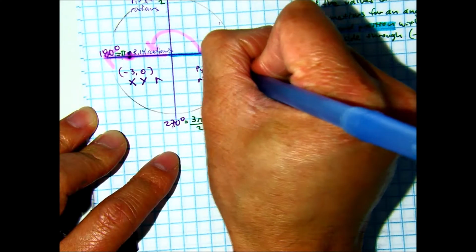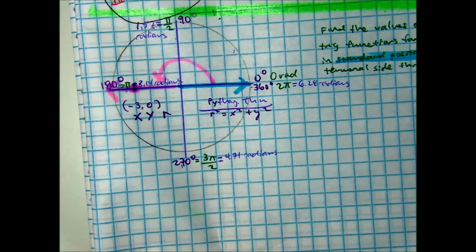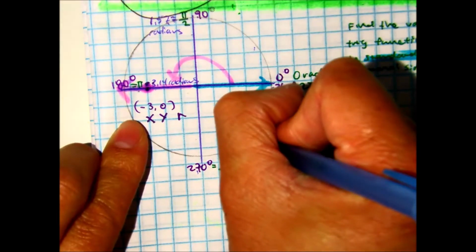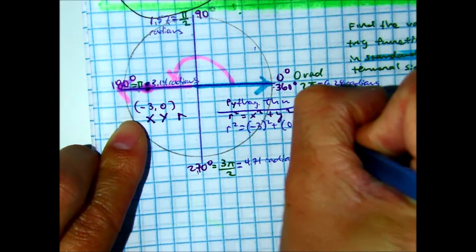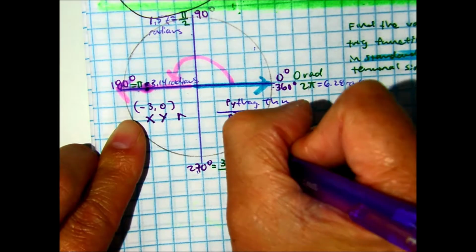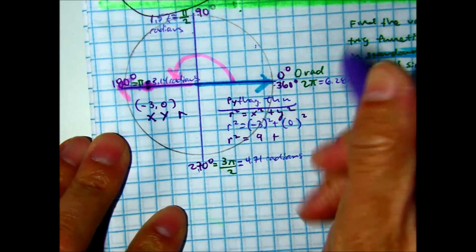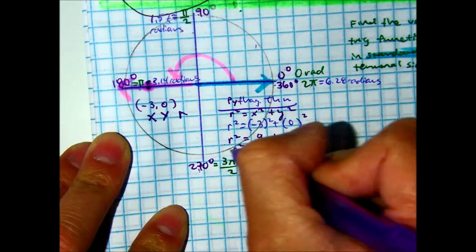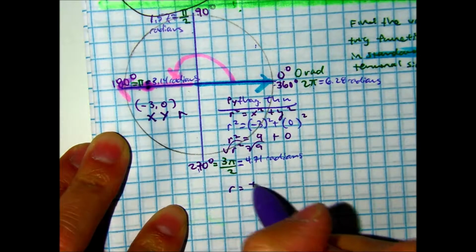Our Pythagorean theorem we learned before with x's, y's, and r's is r squared equals x squared plus y squared. So if I substitute in those values, r squared equals -3 squared plus 0 squared. R squared equals what? 9 plus 0 squared is just 0. So r squared equals 9. If I take the square root of both sides, okay, pay attention now. The answer is plus or minus 3.